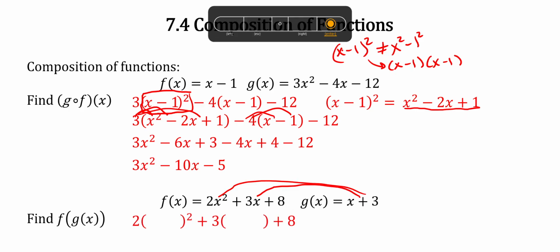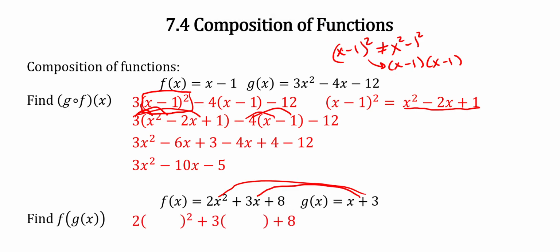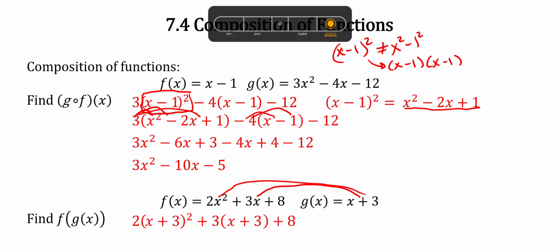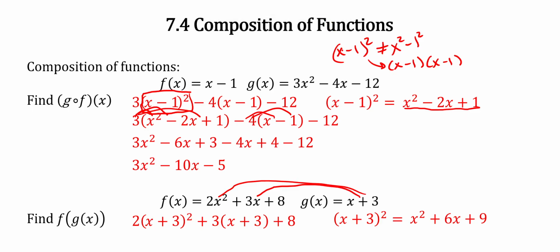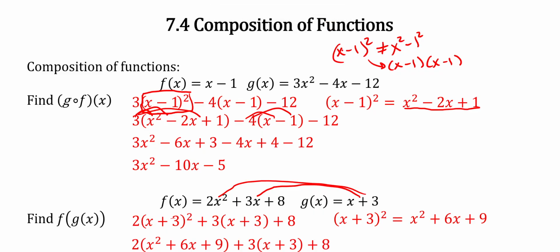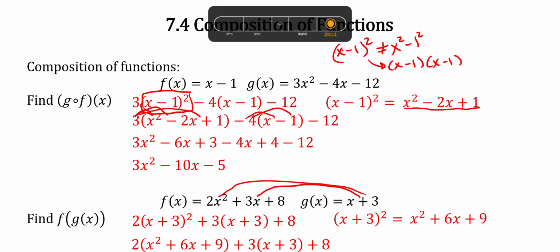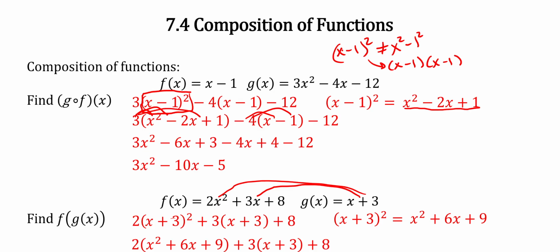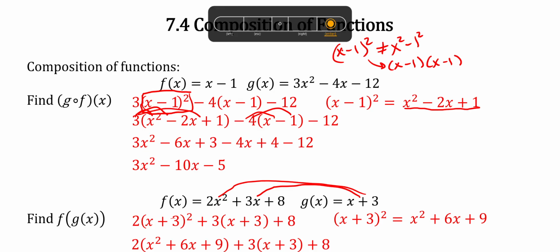Okay. 2 times something squared plus 3 times that thing plus 8, and what we're plugging in is x plus 3. When you go over and take care of x plus 3, it's going to be x squared plus 6x plus 9. Okay, so we're plugging that back in here. Do our distribution and combine all our like terms. And there you go.